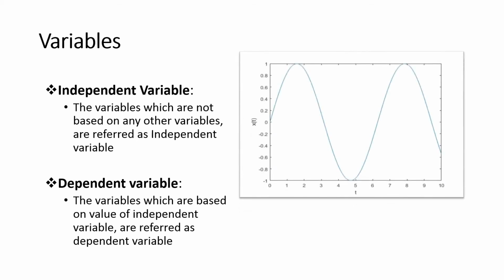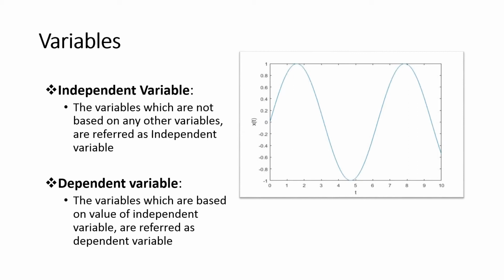If we take the example here, we have observed a sinusoidal wave as a signal. It is plotted with independent variable t versus dependent variable x of t. All the values on this x-axis have no dependency. We can select any value as 0, 1, 2, 3, 4, 5 up to 10, or we can select 0, 0.1, 0.2, 0.3 up to 10, or we can select 0, 5, 10 in this way.